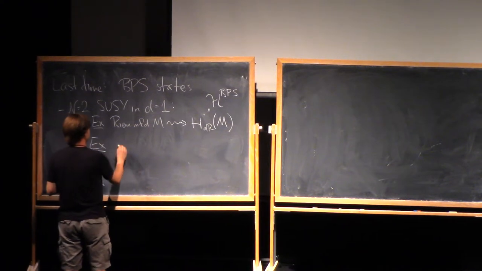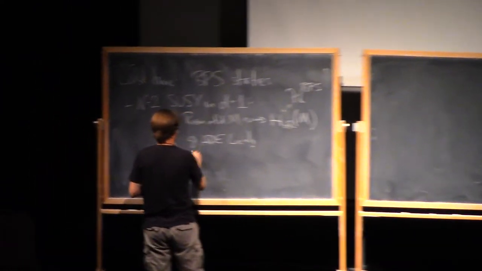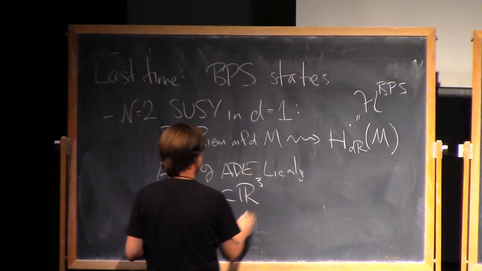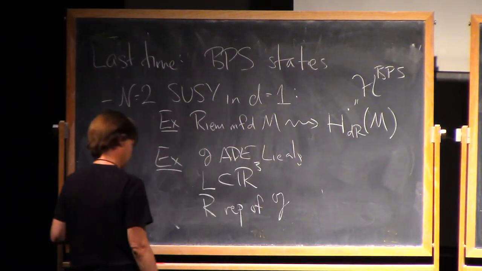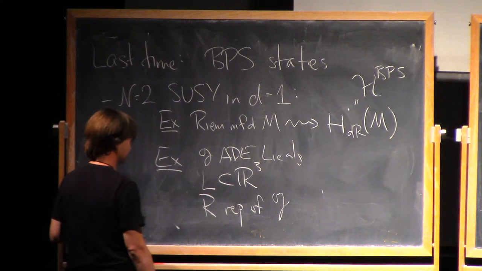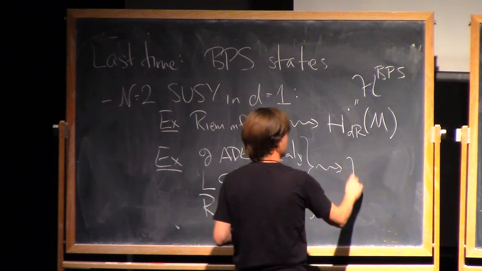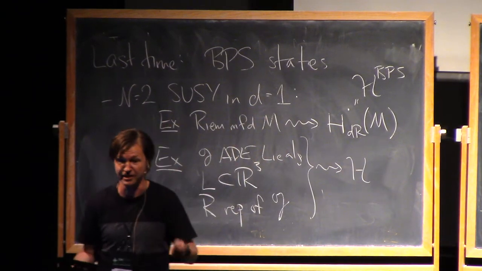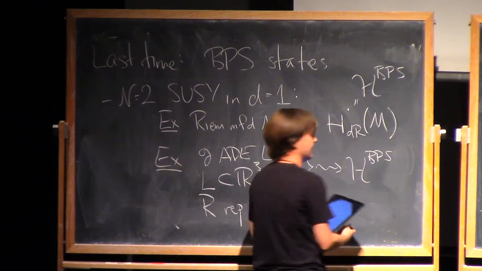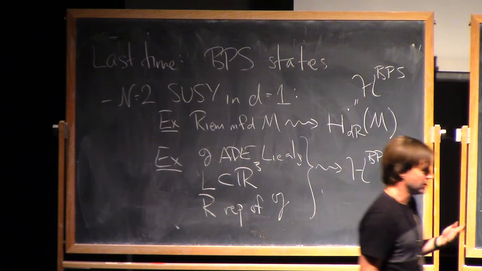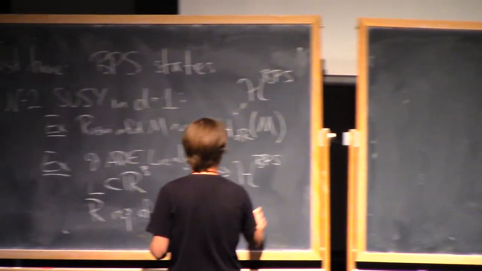The example is, let's fix an ADE type Lie algebra, a link L in R^3, and R a representation of G, a finite dimensional irreducible representation of G. Then there's some physical construction, which I'm not telling you, but you can look in the notes to see broadly how it's supposed to go. These ideas start really with Gukov, Schwarz, and Vafa, and then it was reinterpreted by Witten, and the version I described is the version described by Witten.